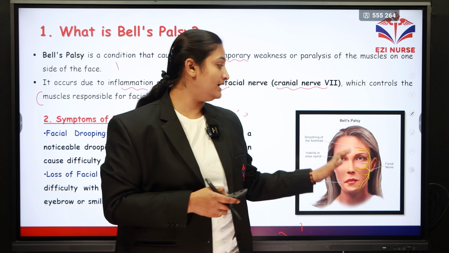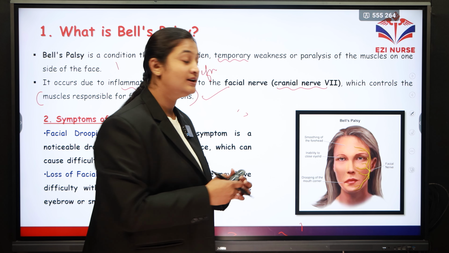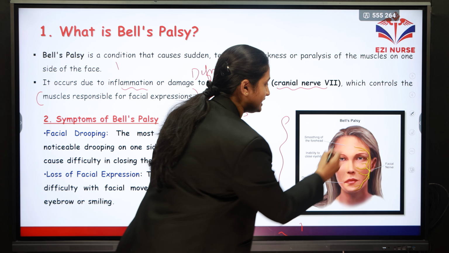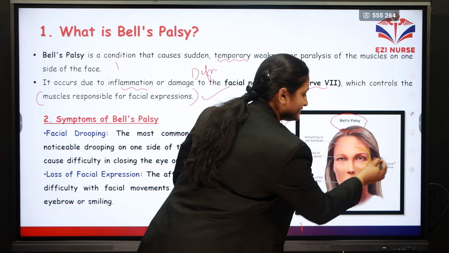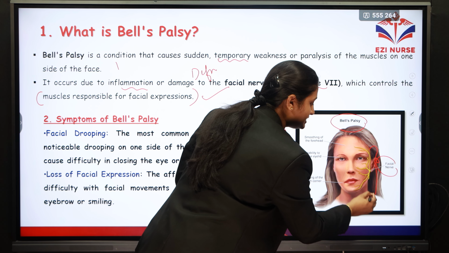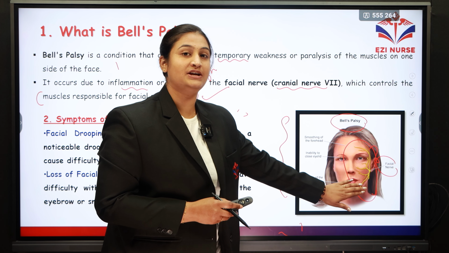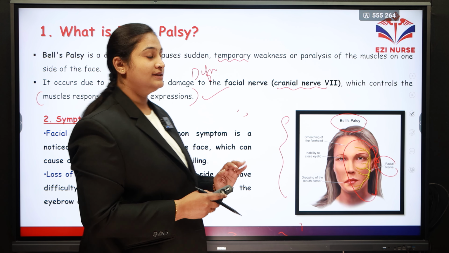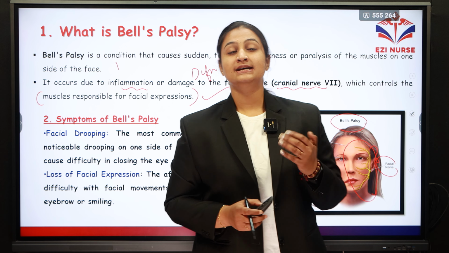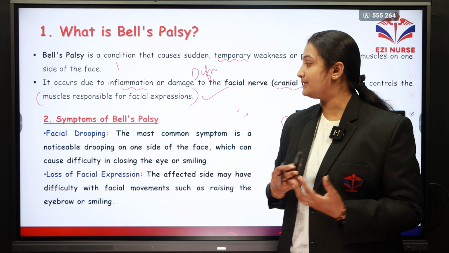And here you can see a pictorial representation in a diagrammatic format, and this is Bell's palsy, where the facial nerve is getting affected. So this whole part is getting affected. The 7th facial nerve is getting affected. That is Bell's palsy. A simple format or simple gist about it.